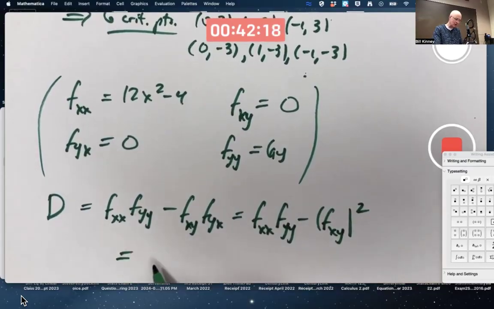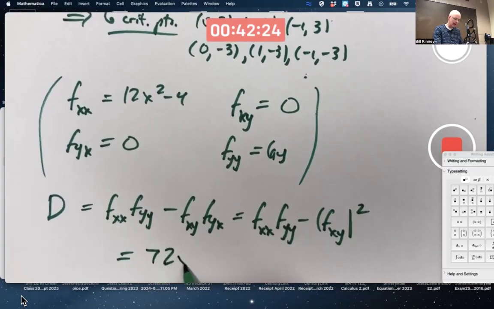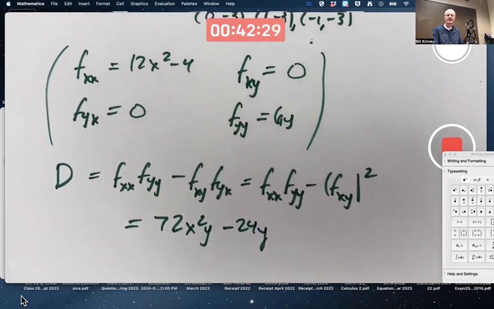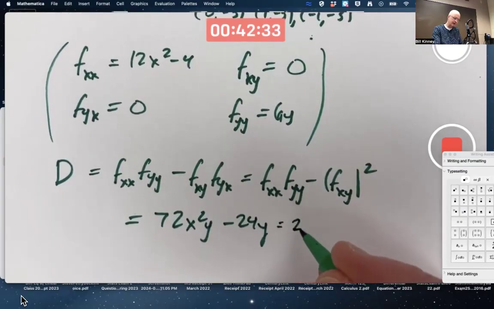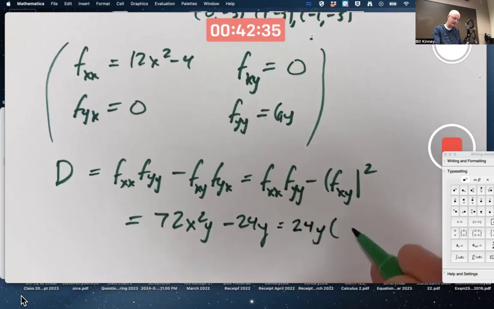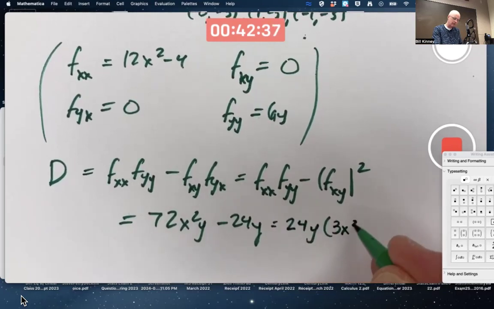How does this simplify for this example? It simplifies to just multiply these. 6 times 12 is 72 x squared y minus 24y for this example. Might be simpler to write that as 24y times 3x squared minus 1.